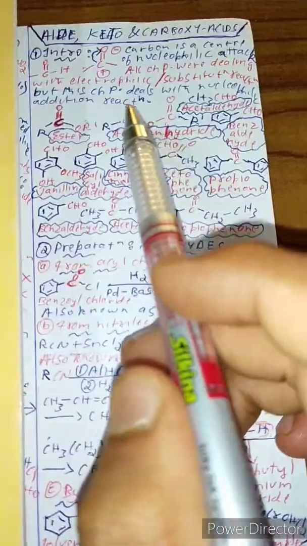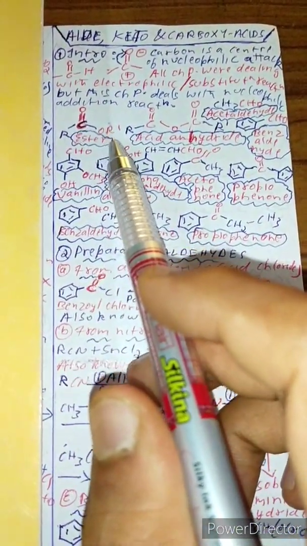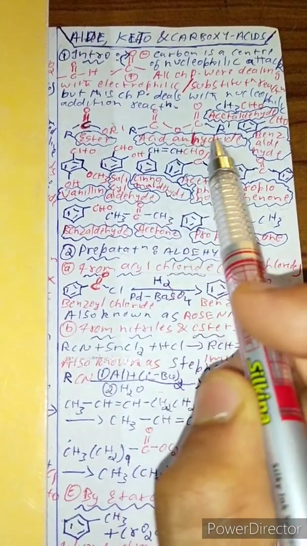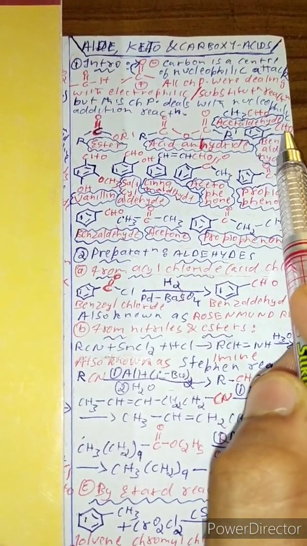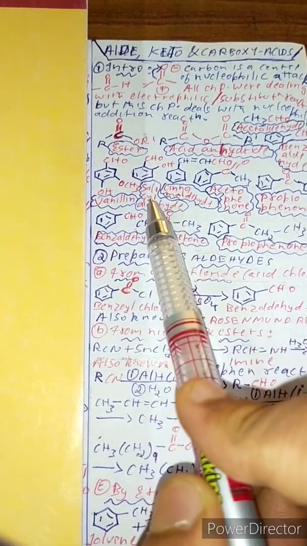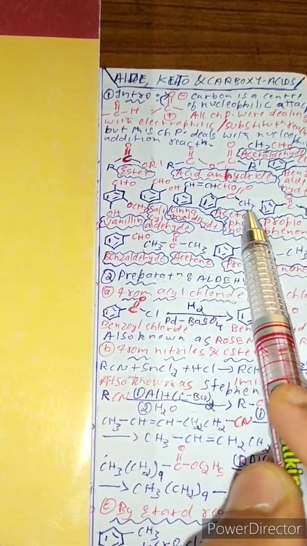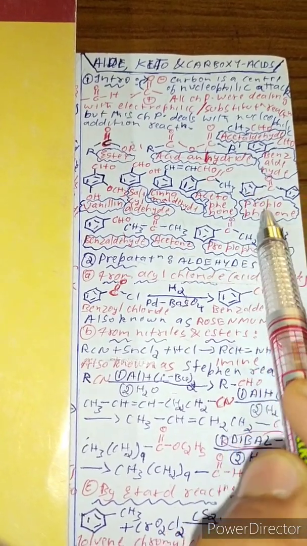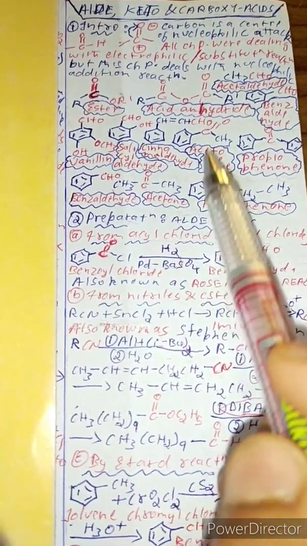First of all, you need to know the common names of some compounds. This is R C double bond O OR, an ester, and this is acid anhydride, and this is acetaldehyde, and this is benzaldehyde, CHO attached to benzene, and this compound is vanillin, and this is salicylaldehyde, and CH double bond CH CHO is cinnamaldehyde, and C double bond O CH3 is acetophenone, and this is propiophenone, and this is acetone.